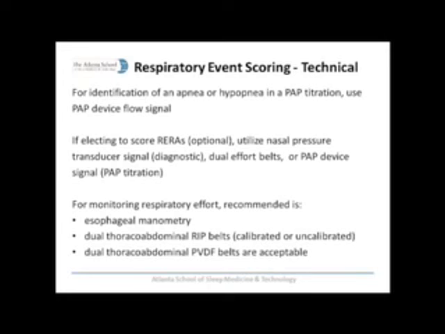For identification of a hypopnea in a diagnostic study, as before, the nasal pressure transducer signal is recommended. If that nasal pressure signal is not functioning or unreliable, then the recommended use is the oronasal thermal signal, as above, the RIP sum, RIP flow, or dual RIP belts, whether they're calibrated or uncalibrated. And again, PVDF sum is acceptable. So this lays out the identification of an apnea and hypopnea in a diagnostic study.